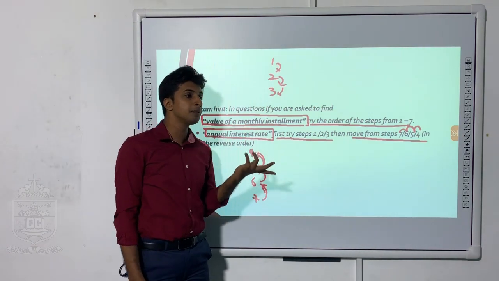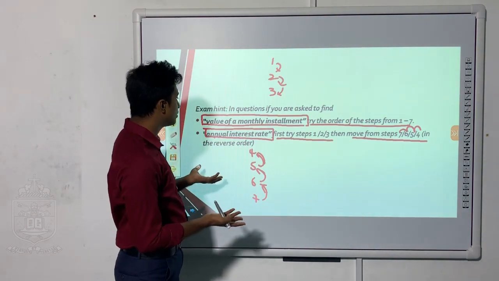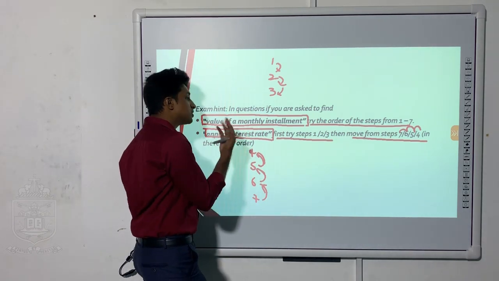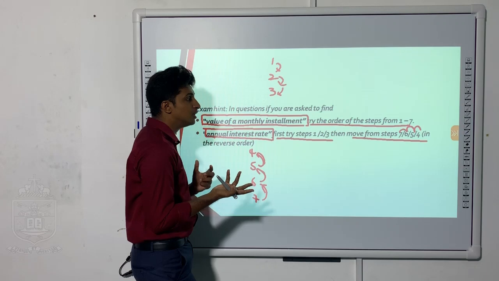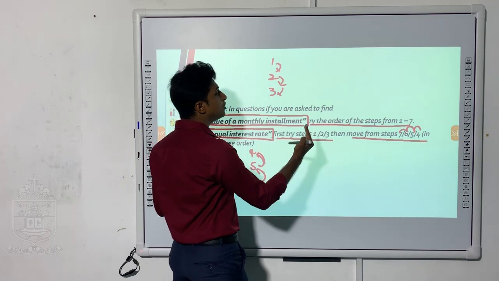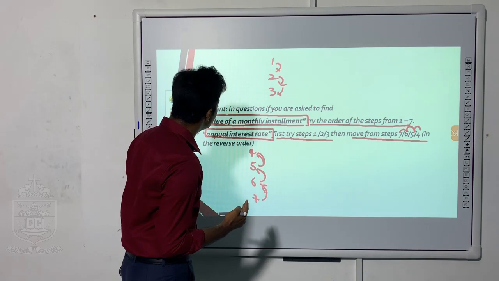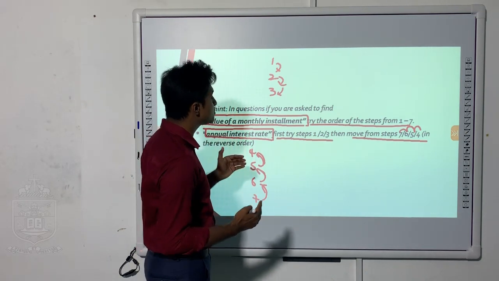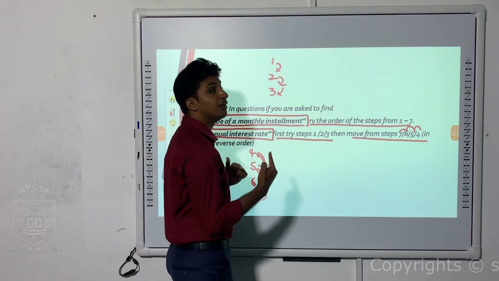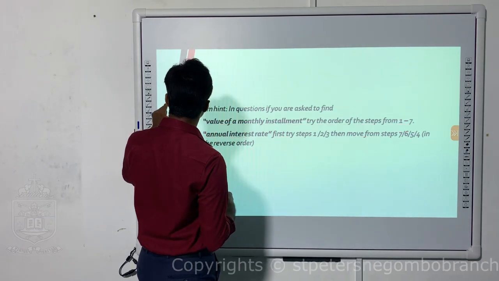You can remember these 2 things, because generally in the papers they have been asking only these 2: the value of a monthly installment, and the annual interest rate. So basically it's easy for you. If they ask for the value of a monthly installment, use the steps in the order of 1 to 7. If they ask for the annual interest rate, go through steps 1, 2, 3, then move from 7 to 6, 6 to 5, and 5 to 4, which makes it easy to get the answer.